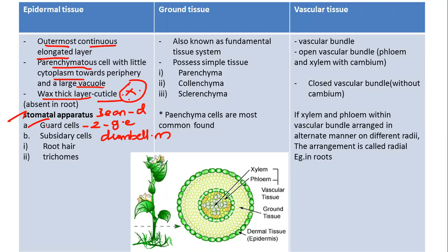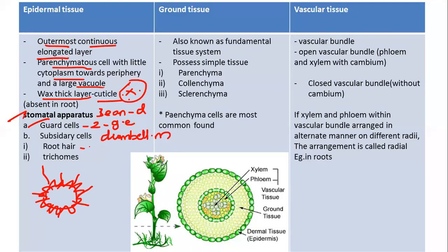Subsidiary cells are nothing but specialized epidermal cells surrounding the guard cells. If an epidermal cell is there, over this epidermal cell a specialized tissue will be covered, and those tissues will help the guard cells. And they will have a hair-like structure, which may arise from the epidermis.